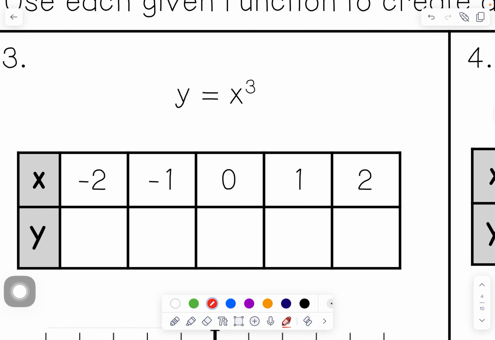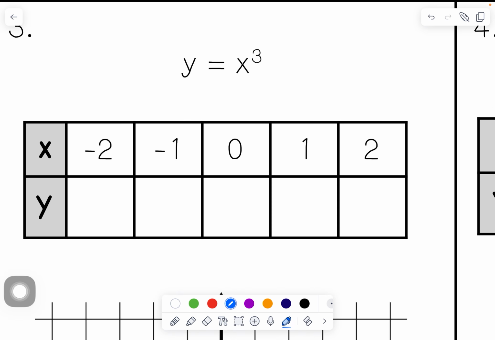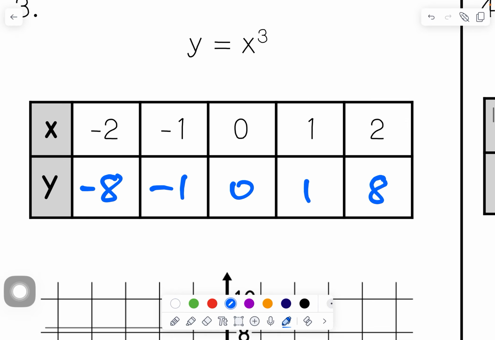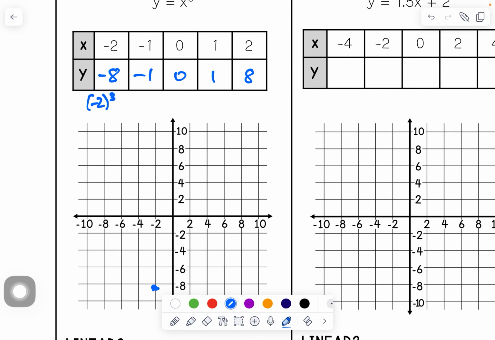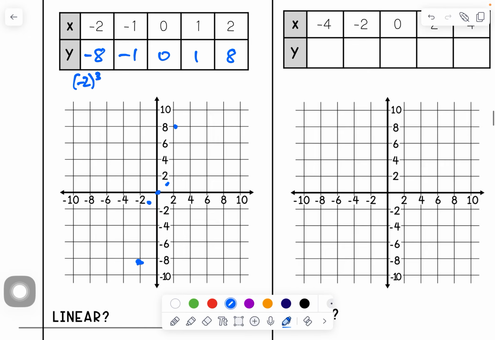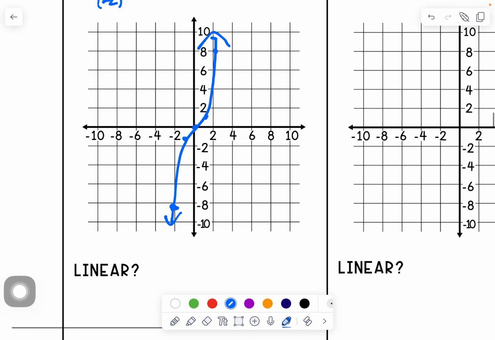This is not mx plus b. If I plug these numbers into my equation, I would get -8, -1, 0, 1, and 8. I'm plugging in the x numbers to get the y numbers. I'm not going to do them all, but -2 cubed gives me -8. I'm going to plot those numbers here. So -2, -8, -1, -1, 0, 0, 1, 1, 2, 8. Again, it looks like it could be close to a straight line, but it does turn out to have a curve in it. So this would be non-linear.